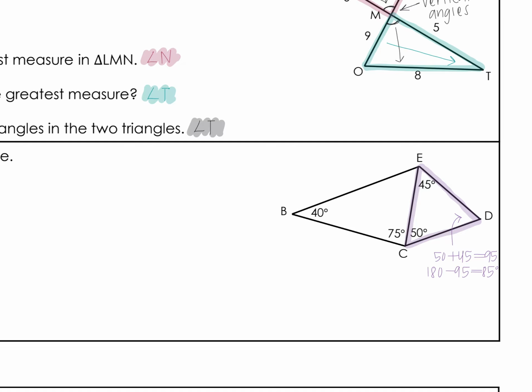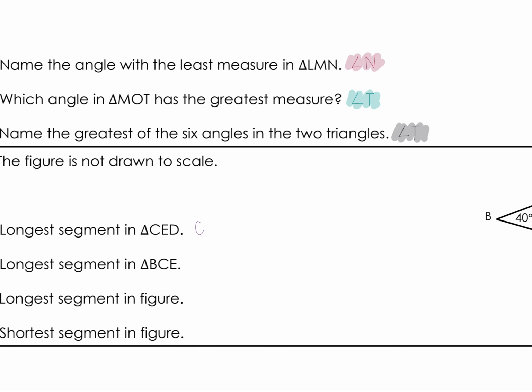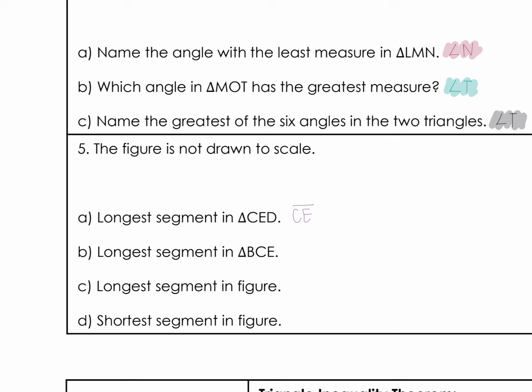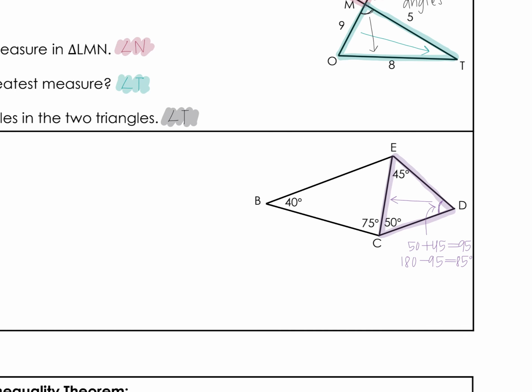Okay, so that means that my largest angle is going to be this angle D, which is going to be opposite of my side CE. So my largest segment in that triangle is going to be CE. Then in part B, we asked, what's the longest segment in triangle BCE? So BCE here is going to be this green triangle that I'm highlighting.